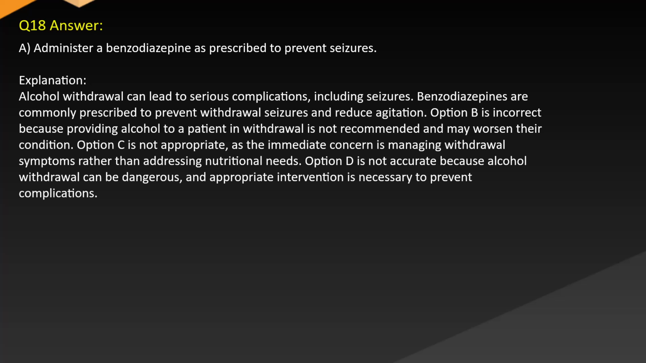Option B is incorrect because providing alcohol to a patient in withdrawal is not recommended and may worsen their condition. Option C is not appropriate as the immediate concern is managing withdrawal symptoms rather than addressing nutritional needs. Option D is not accurate because alcohol withdrawal can be dangerous and appropriate intervention is necessary to prevent complications.